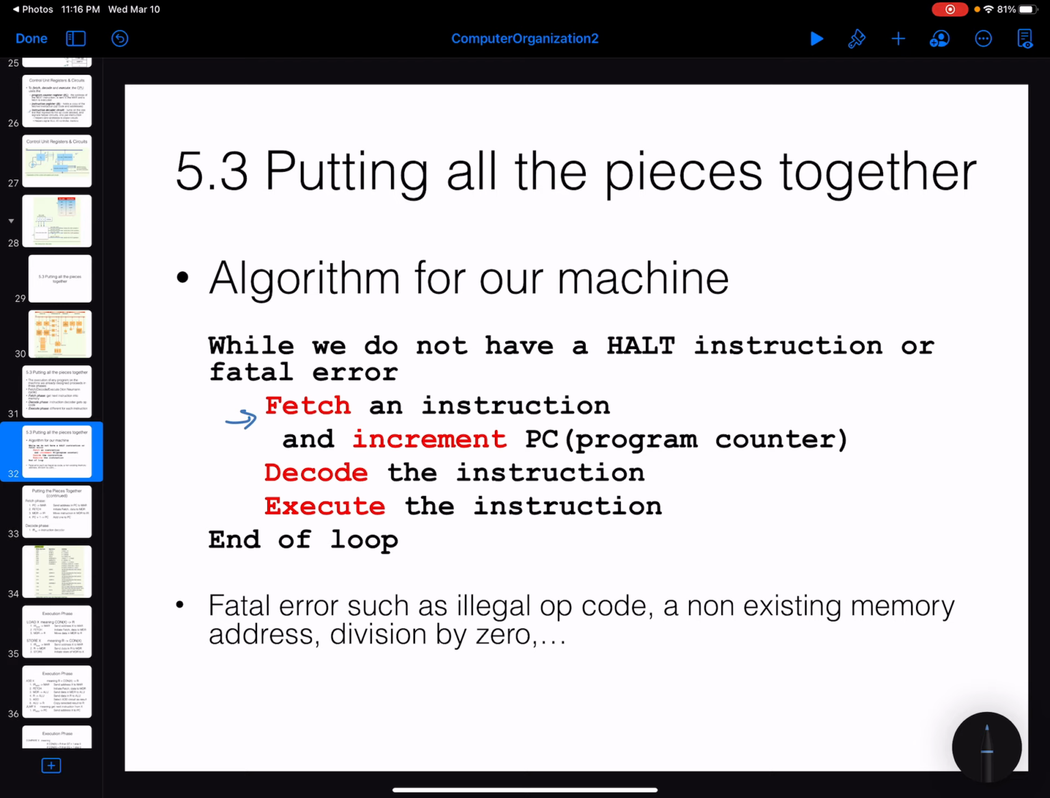Or if you naturally reach the end of the instructions, the end of the program, which is indicated as halt, the full execution loop will stop.